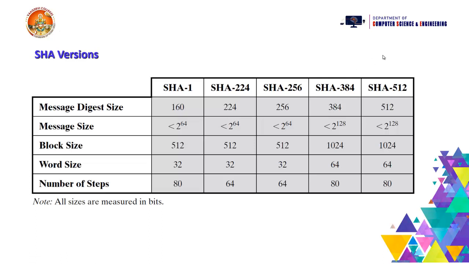Coming to secure hash algorithm 512. It will produce message digest as 512 bit and it will accept the message size up to 2 to the power of 128 bits. It will divide the message into 1024-bit blocks and the word size is 64 bits. It will perform 80 steps in a single round.